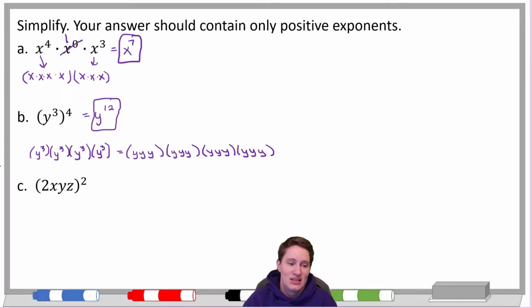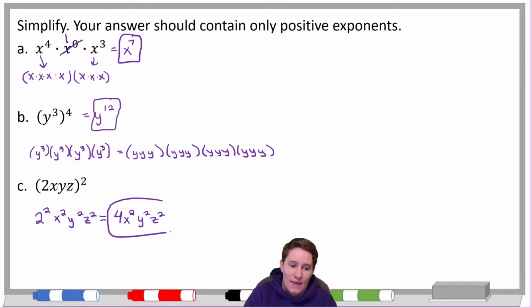Okay, let's try C. So we are going to square everything inside of our parentheses. Now, what's inside of the parentheses here, each of these things, we've got 2, we've got x, we've got y, we've got z. All of those are being multiplied together. So that's why we're allowed to basically drop our parentheses and say this is 2 squared x squared y squared z squared. And because we know what 2 squared is, we usually go ahead and make that change. This is 4x squared y squared z squared. And the reason everything gets that squared is because all of it's in parentheses.